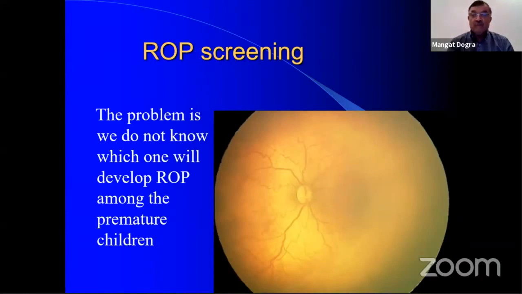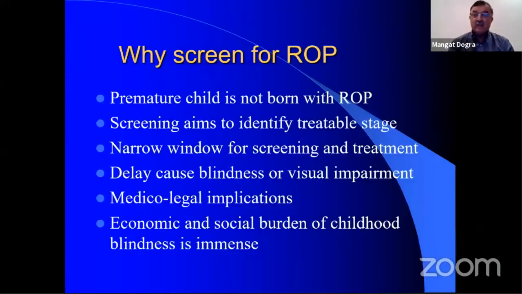That's why it is important, and this being for postgraduates, they have to look at it: a premature child is not born with ROP. This happens later. So screening aims to identify that treatable stage, which is so important. This is one disease where, when the child has a lot of problems, there's a narrow window for screening and treatment, and delay causes blindness or severe visual impairment. There are also medico-legal implications, which are probably the worst as far as ROP goes. And you can imagine the economic and social burden of childhood blindness is immense.